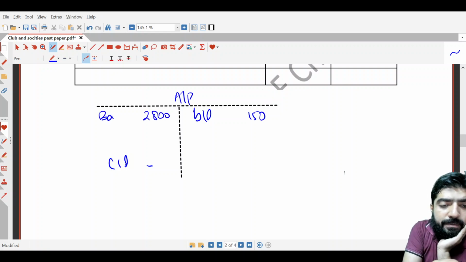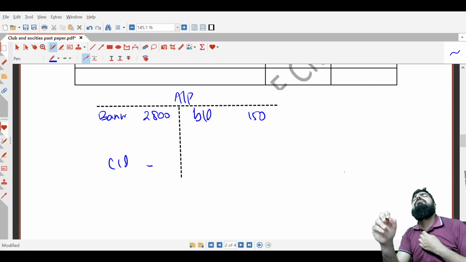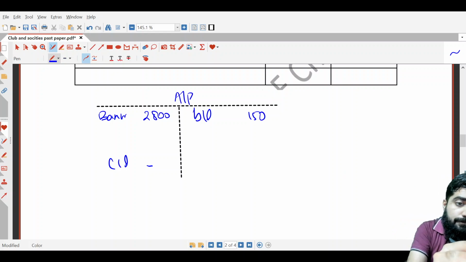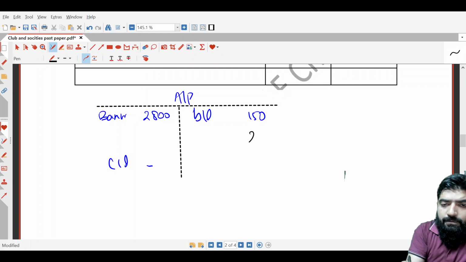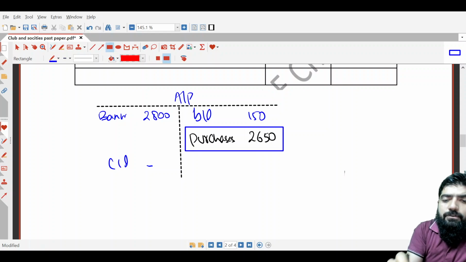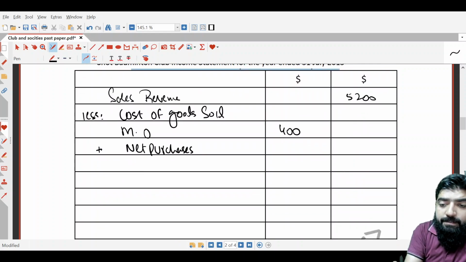Yes. So can you please calculate the difference? Yes, 2800 minus 150 gives you 2650. So this is going to be the purchases which we are going to include in the income statement. 2650.